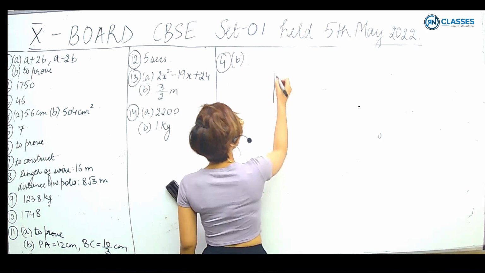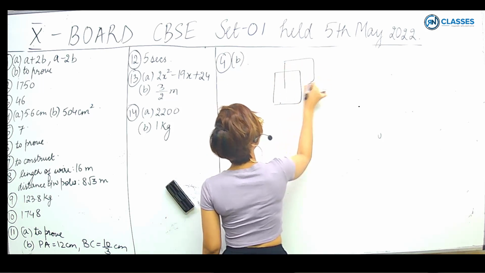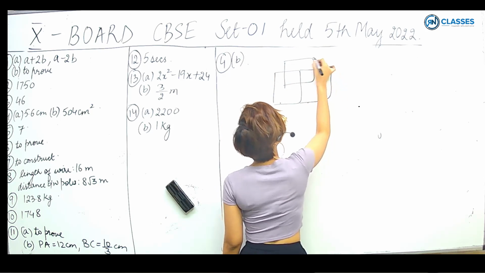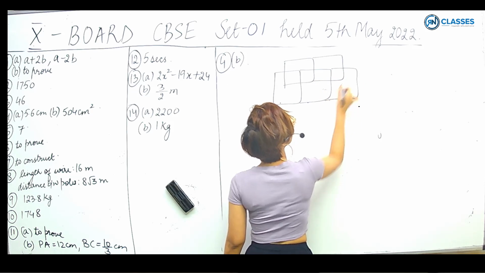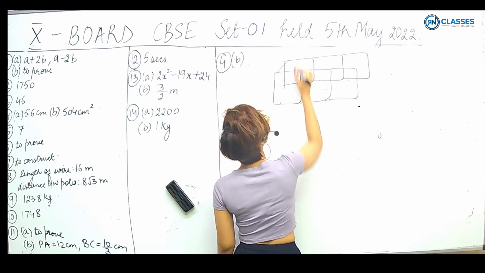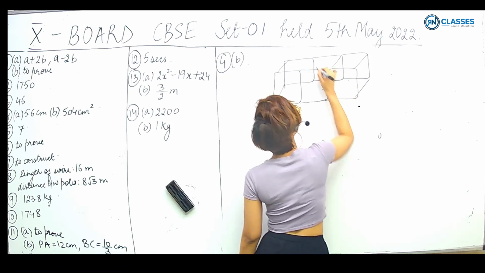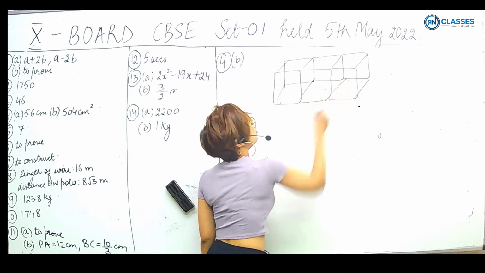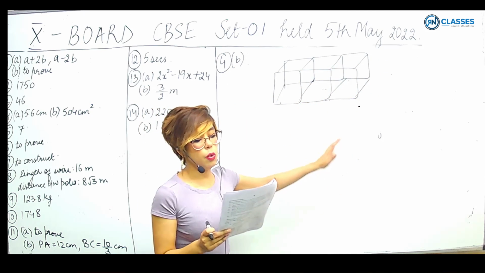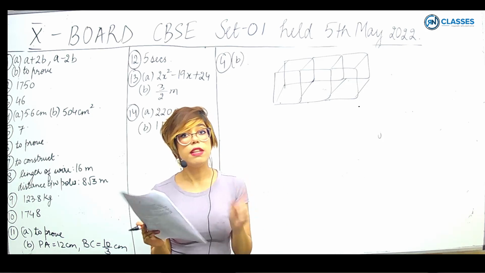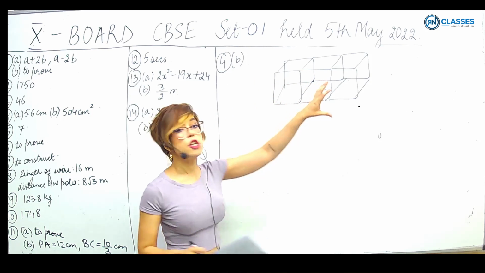So 3 cubes, so this is my first cube, then second, then third. So tentatively, you can imagine, my drawing is pretty good, so yeah. Don't laugh at that. Cool. 3 cubes are joined as shown. Find the total surface area of the resulting cuboid. So obviously this is a cuboid now.